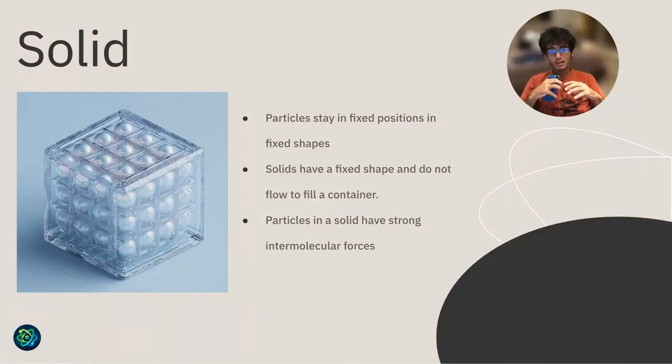Moving on to the first state of matter, we have solid. In a solid, particles stay in fixed positions in fixed shapes. Solids have a fixed shape and do not flow to fill a container. Particles in a solid have strong intermolecular forces. If you can see in the diagram, the particles are very closely knit together in a rigid pattern, and these particles do not move in a solid, right? I feel like this is pretty self explanatory, so just take a look and make some notes.